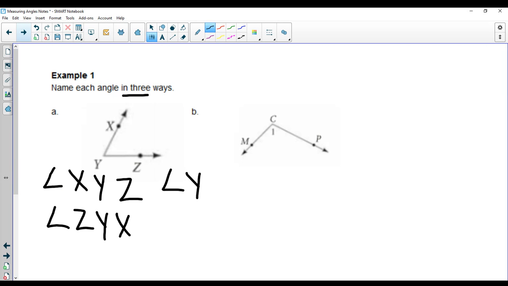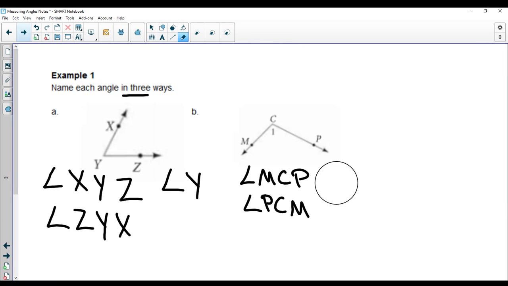And again, over here, I can do that. C is the vertex, so let's say I start at M. I would go M, C, P. I could go P, C, M. I could do just angle M. Not just angle M. What am I thinking? Just angle C.